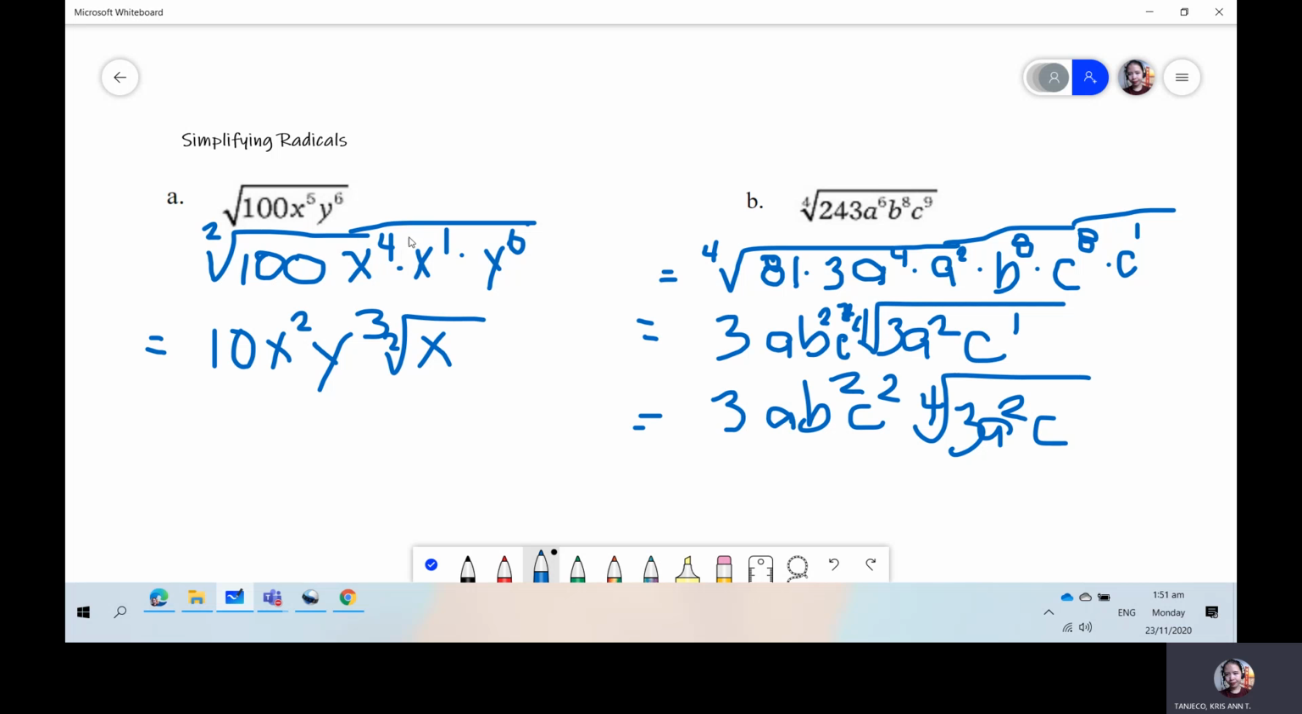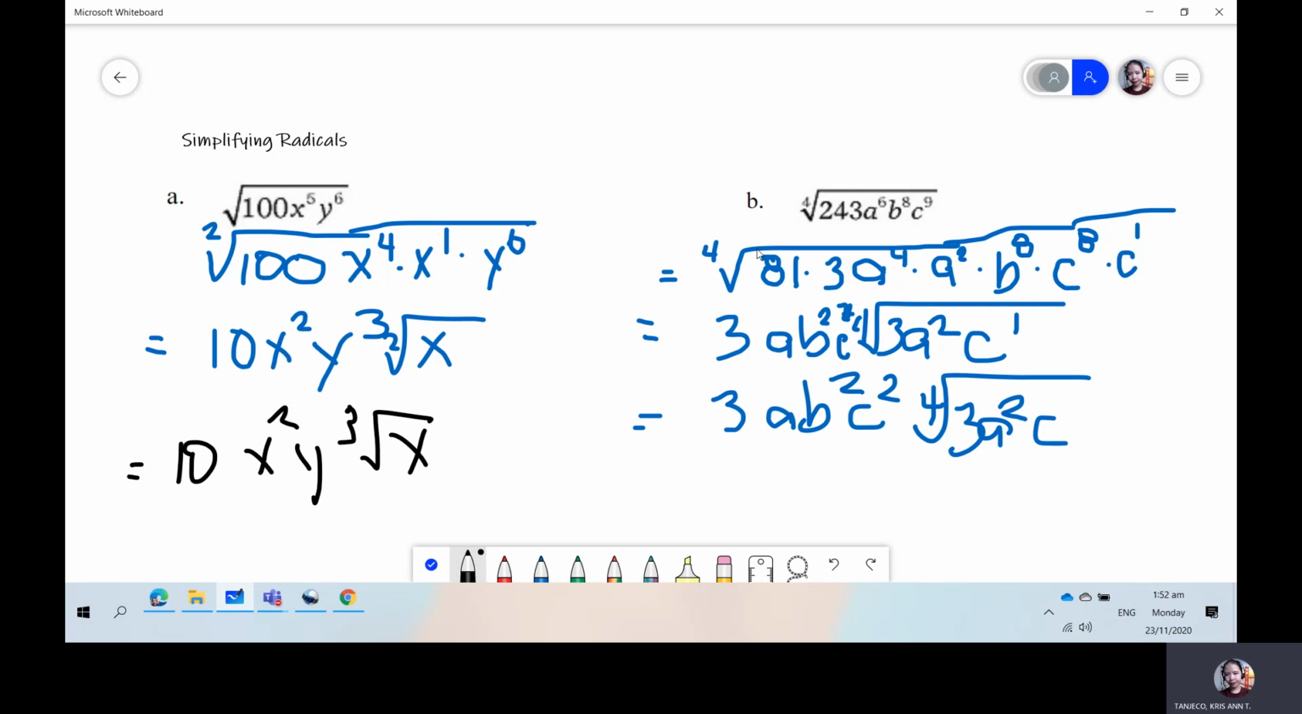And then for the exponent part of the variable, we just need to divide it. So the square root of x raised to the 4th will be x squared. And then we have here y raised to the 6, or the square root of y raised to the 6, is y to the third. So the remaining x raised to the 1 here will be copied and will be our final answer. So this will be 10x squared y cubed square root of x. Or we can also write it as 10x squared y cubed square root of x as our final answer.